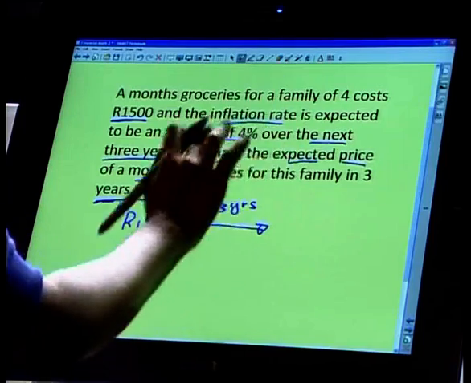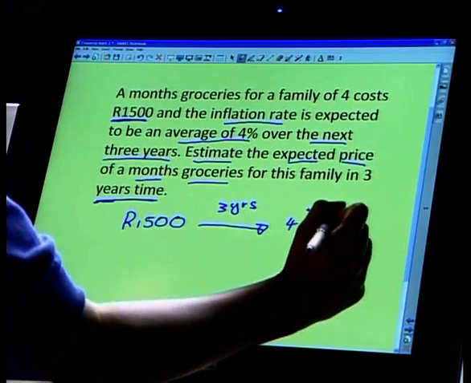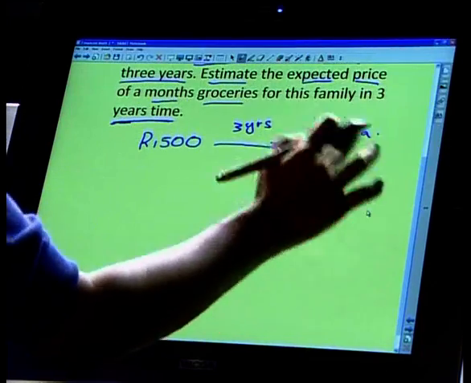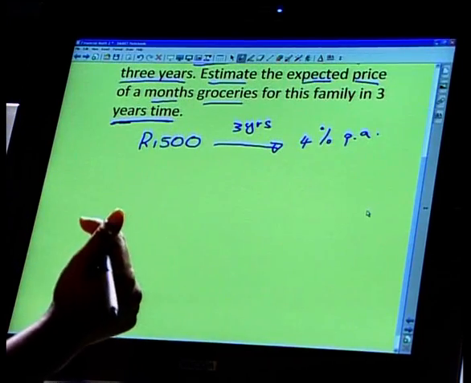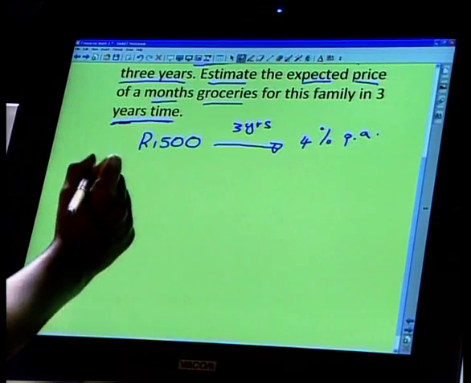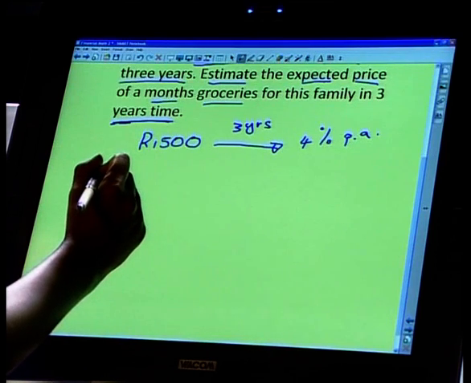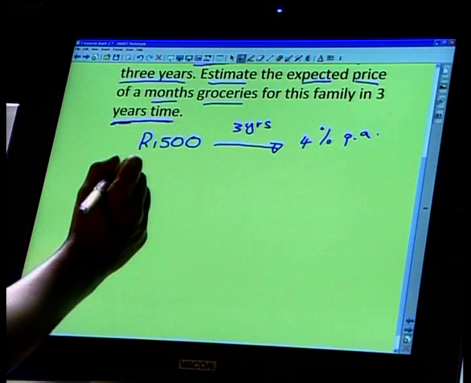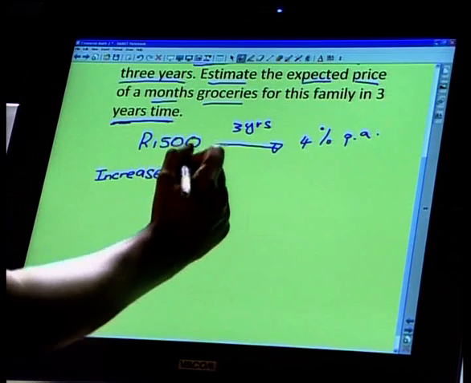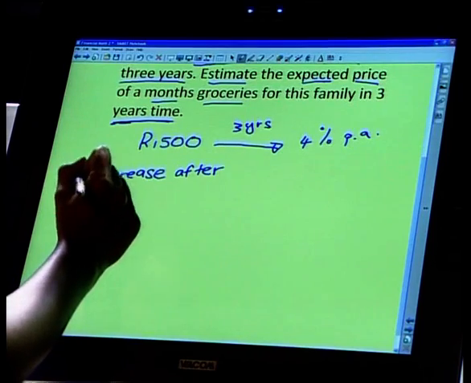So in other words, prices are rising on average at 4% per annum. So over the next 3 years, the inflation rate is taken as 4% every year. All right. Now, what you need to remember, and this is why I was saying that your work on percentages is so important: if you want to work out the percentage increase, let's rather say that.